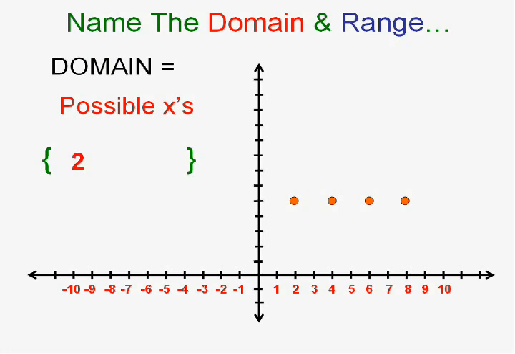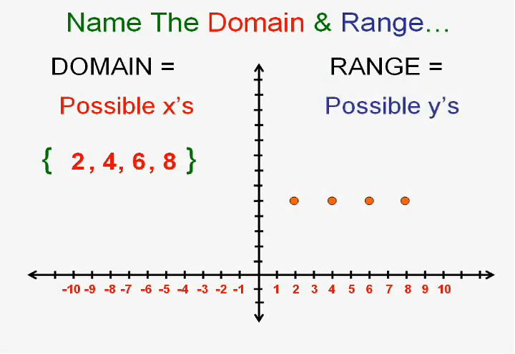2, 4, moving from left to right, 6, and 8. Now that's the domain, the possible x's. The range, of course, is the set of all the possible y's.